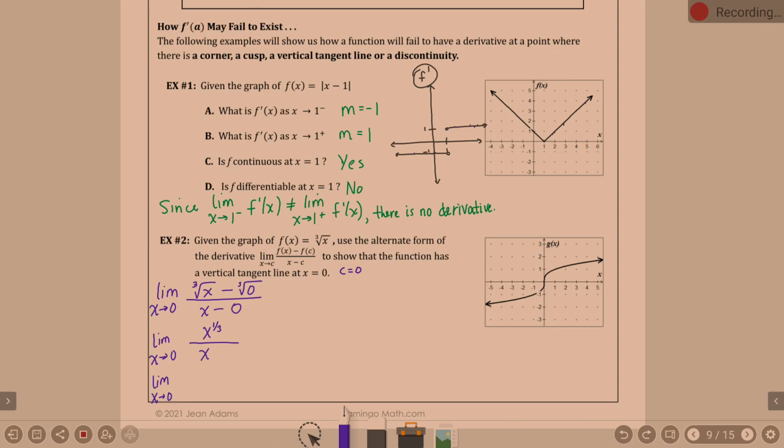How do we divide x's when there's powers involved? You subtract. So we're going to subtract 1/3 minus 1. Negative 2/3. So it's x to the negative 2/3, which is what in fraction form?